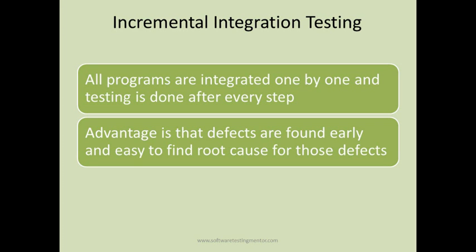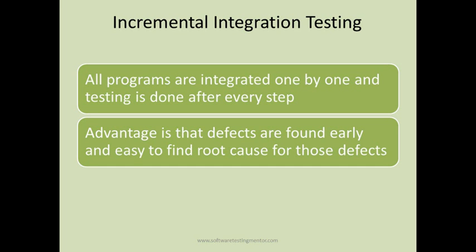Whereas in the Big Bang approach, suppose you have 100 components, 100 units being developed, and all being integrated at once. It's very difficult to find the root cause of the failure that will happen after all those 100 units are integrated. In incremental integration, since you integrate one unit with another, it's very easy to find the root cause because you will be able to figure out that the failure is happening because of the integration of the new unit.